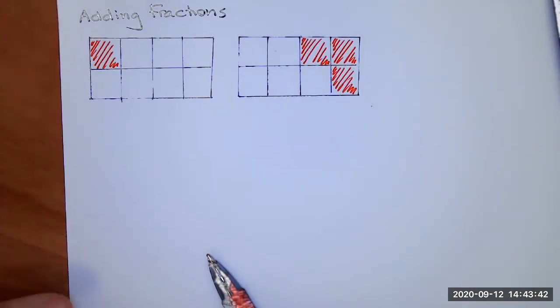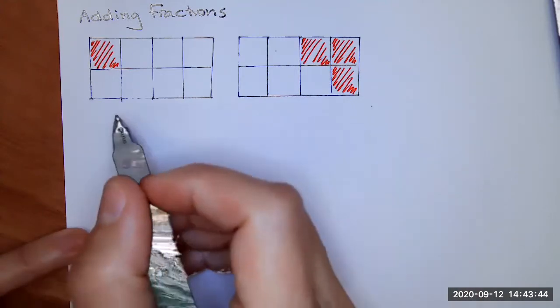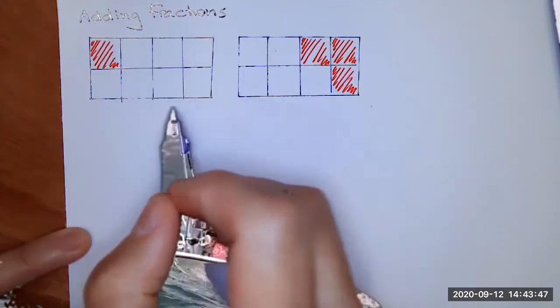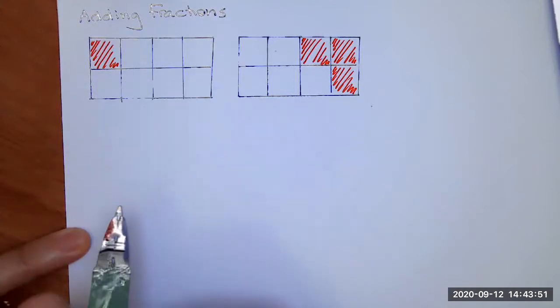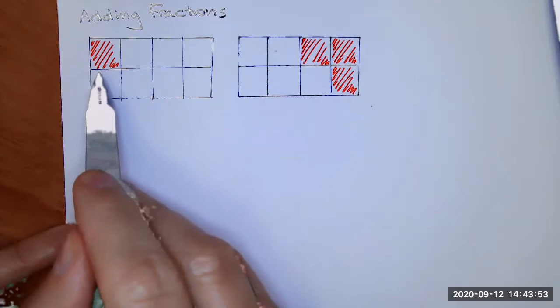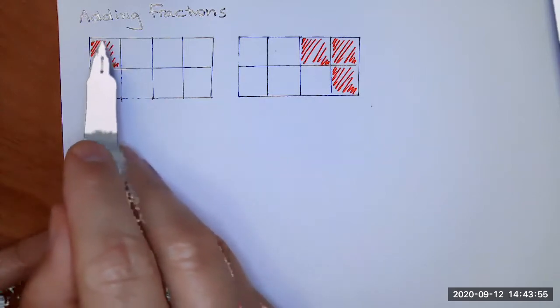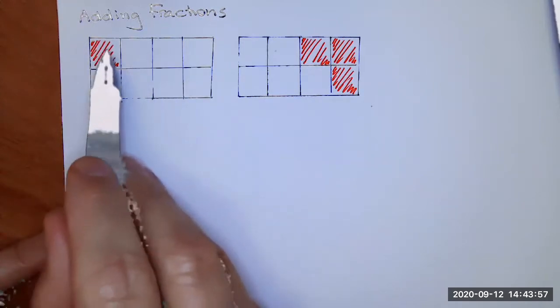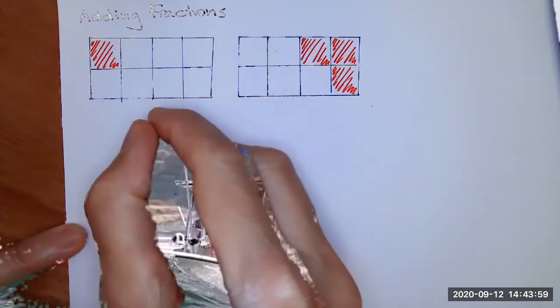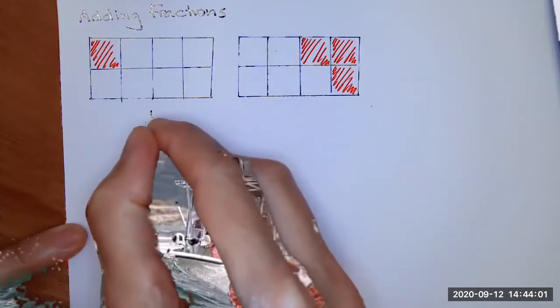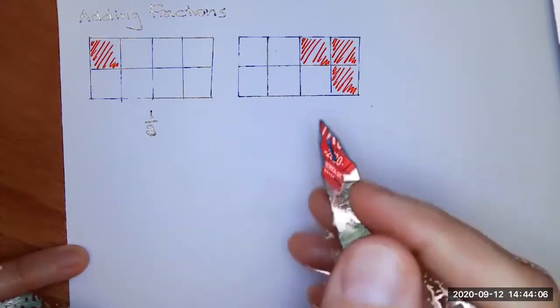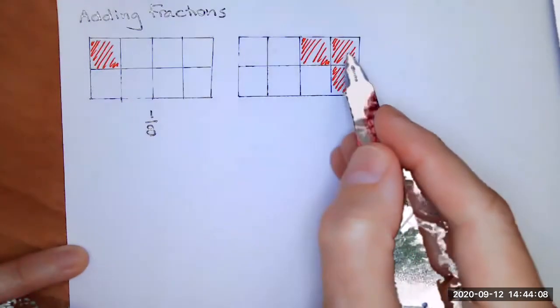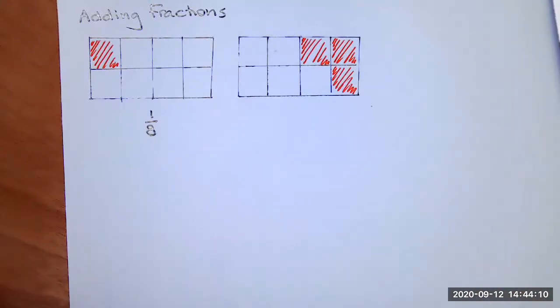Adding fractions. All right, let's say you made 2 pans of brownies and cut them into 8 slices each. So we have 1 of the 8 brownies remaining in this pan. So 1/8 of a pan remains. And here we have 3 of the 8 brownies remaining.